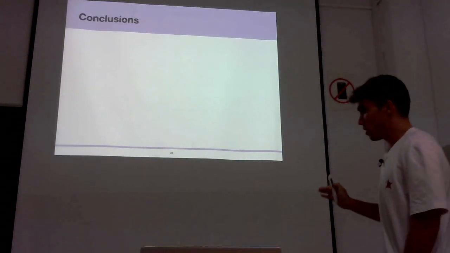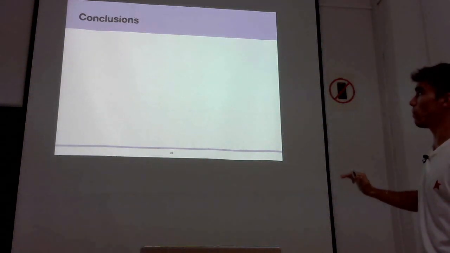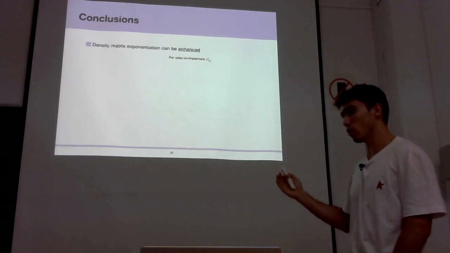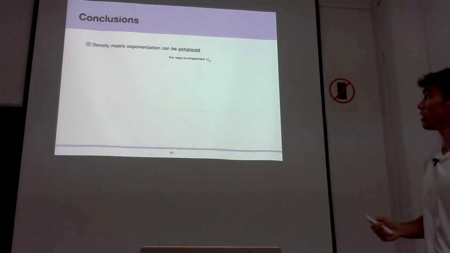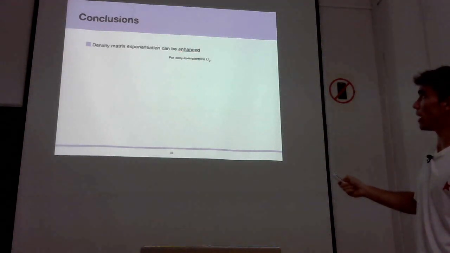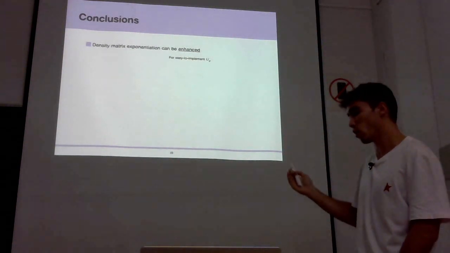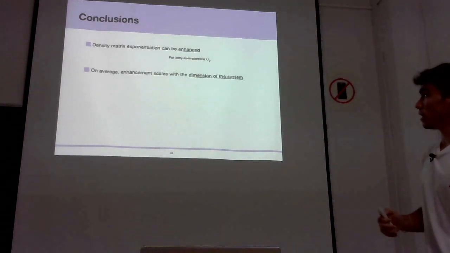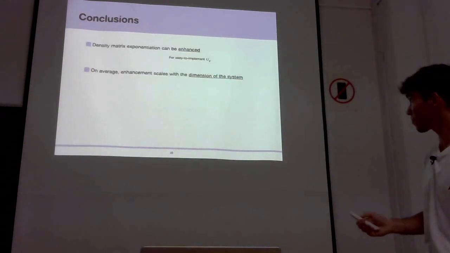So basically with this I end the presentation. I will just put three main conclusions for this talk. First, density matrix exponentiation, which is the cornerstone of a lot of quantum algorithms, can be enhanced. I emphasize, I need to be fair: we require some easy to implement change of basis, because we are cloning in the eigenbasis. We need to be able to implement this. On average, this enhancement using this combined protocol scales with the dimension of the system.